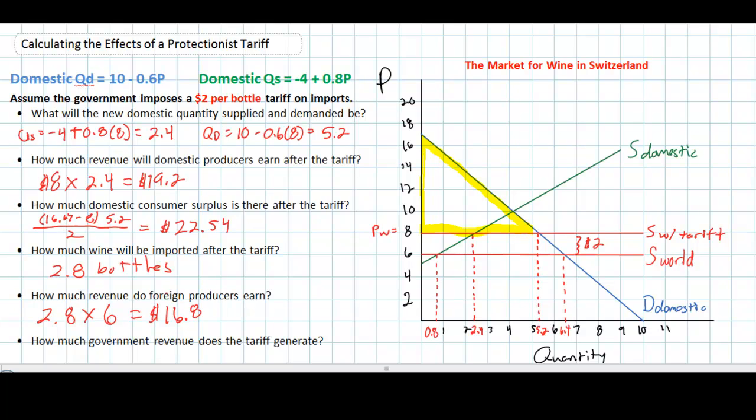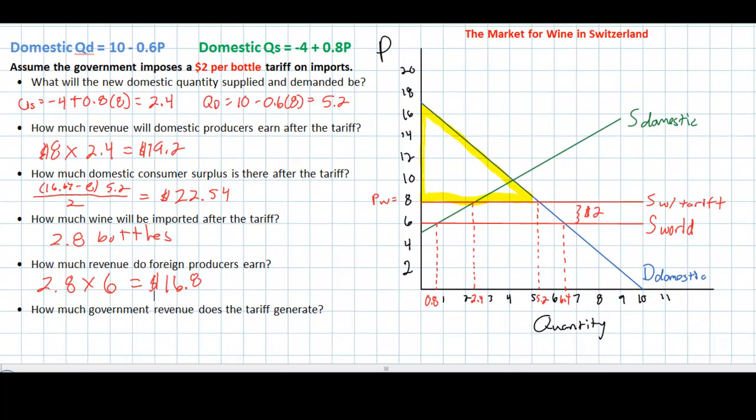What about the Swiss government? This is a tax placed by the Swiss government after all. We can easily calculate the amount of tax revenue generated by this tariff. It's simply the quantity of bottles of wine being taxed times the amount of the tax. This is a simple calculation and it can be shown graphically as well. With a tax of $2 per bottle and with 2.8 bottles being imported, the tariff will generate $5.6 worth of tax revenue for the Swiss government. On the graph, this is illustrated as the green rectangle that I'm shading now.